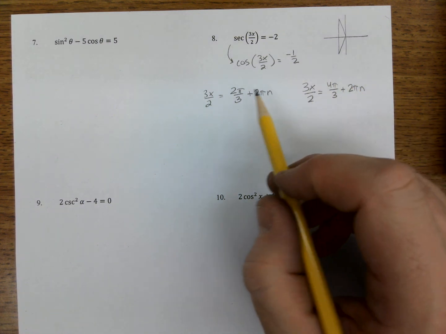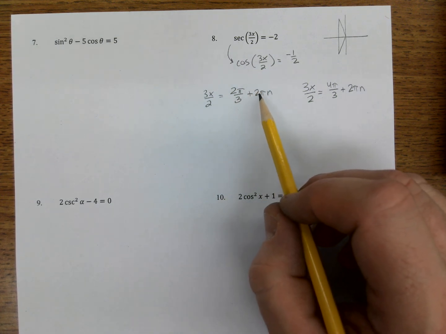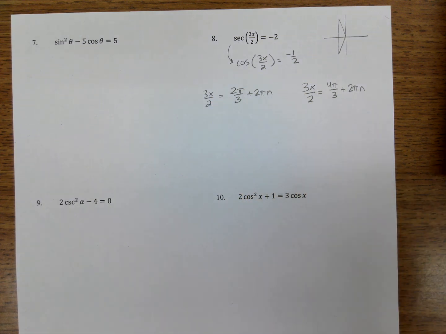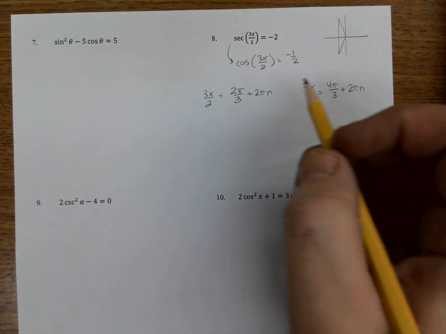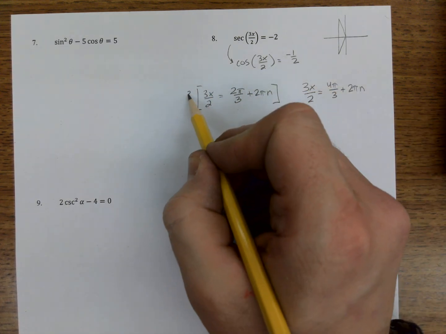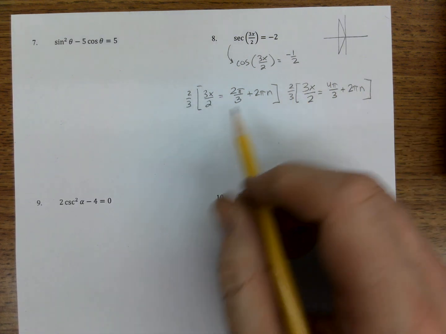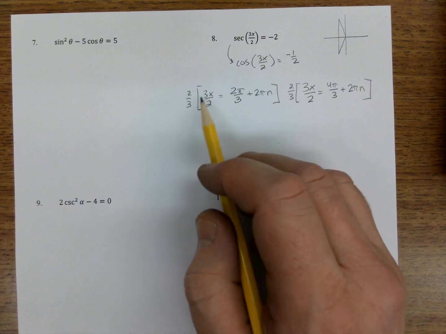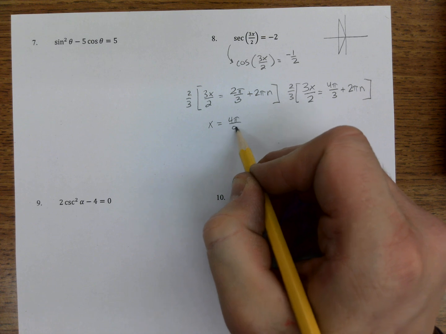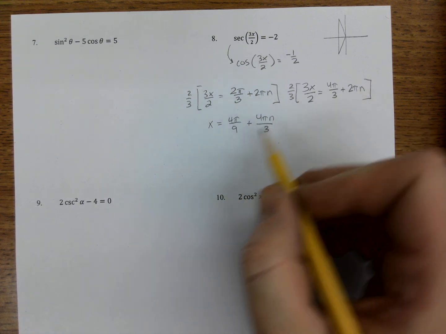So I have the general solution solved for 3x over 2. But now what I need to do is solve it for x. And what I can do is multiply both of them by 2/3 on both problems. Because if I multiply 2/3 times 3/2, that's going to be gone. So the x is going to be 4 pi over 9 plus 4 pi n over 3.